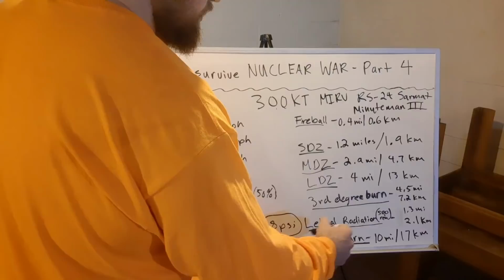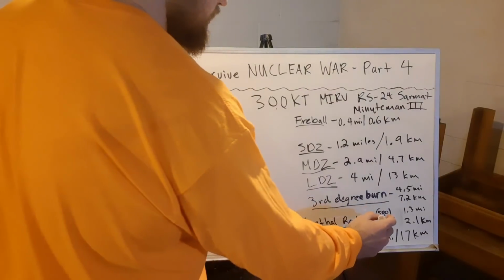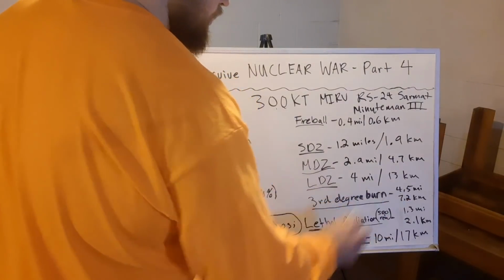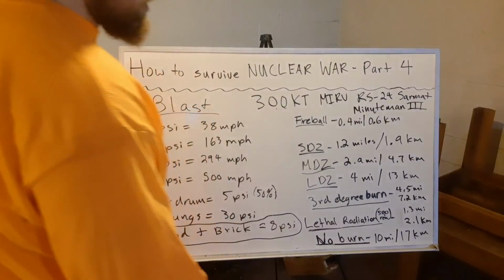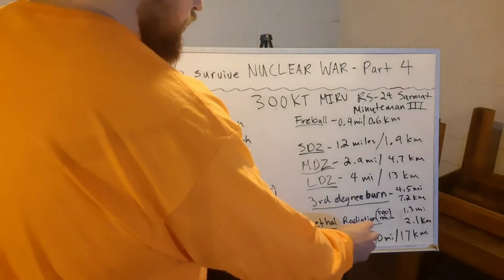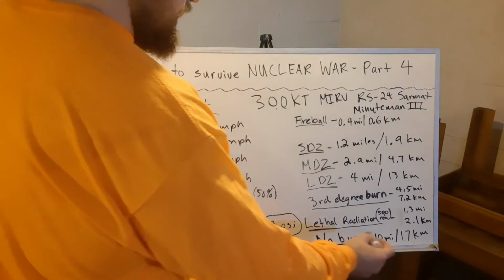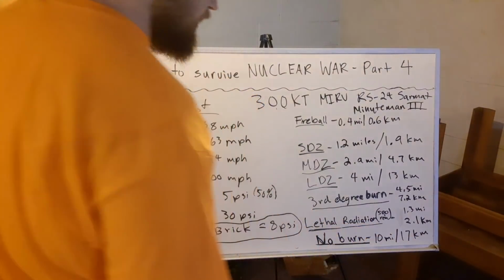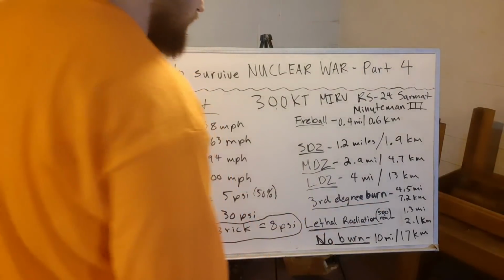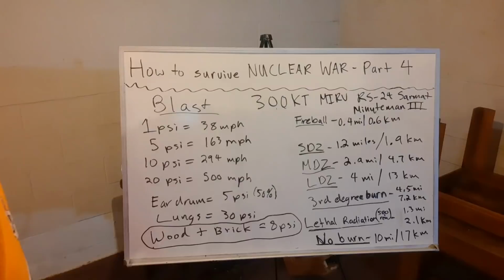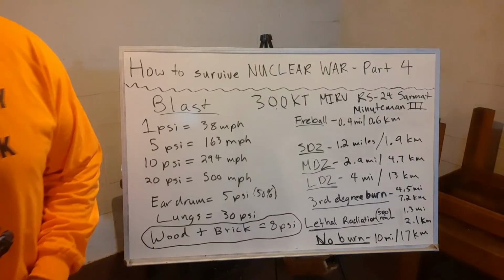Lethal radiation from that initial X-ray pulse, 500 rems or higher, 1.3 miles or 2.1 kilometers away. And then your no burn radius, where you're not going to get any burn at all, you have to be minimum 10 miles away or 17 kilometers. All right. So now we're going to move on to the next one and the final one.